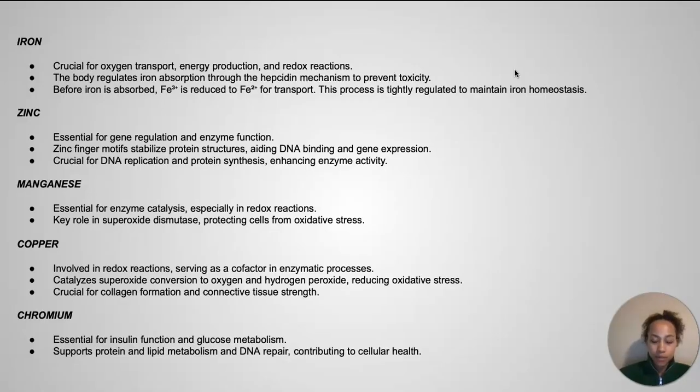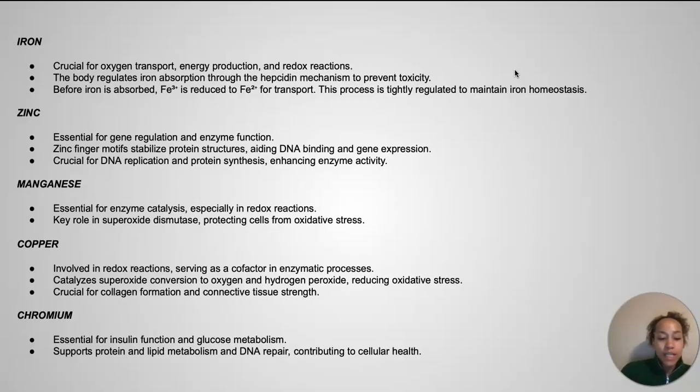These motifs enable the protein to bind to DNA sequences, particularly in the promoter or enhancer regions of genes. By interacting with these regions, zinc finger motif proteins can either activate or repress gene expression. Zinc also plays a crucial role in DNA replication and protein synthesis, enhancing enzyme activity to support proper cell function.